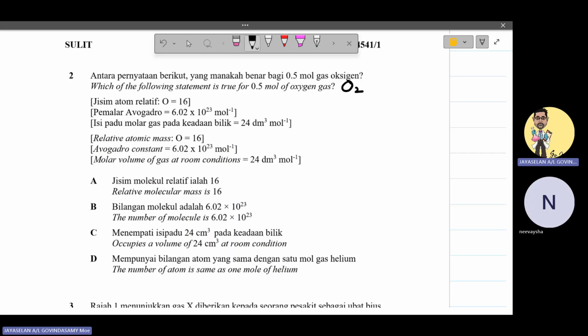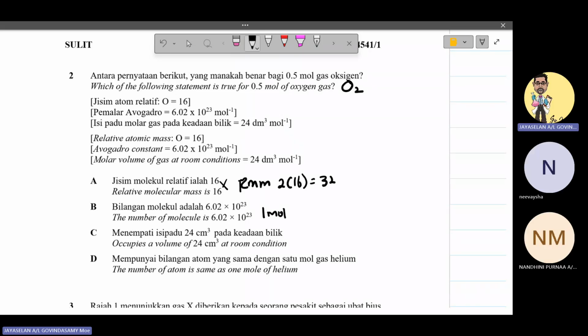Okay, O2 air. So the relative molecular mass, the RMM, should be 2 times 16, which is 32. So this is wrong. The number of molecules, if they put 6.02 times 10 to the power of 23, this is 1 mole, 1 mole standard, the Avogadro constant. So this is 1 mole.